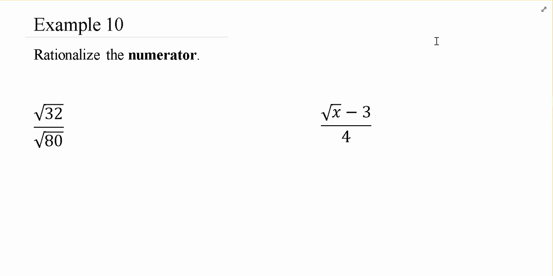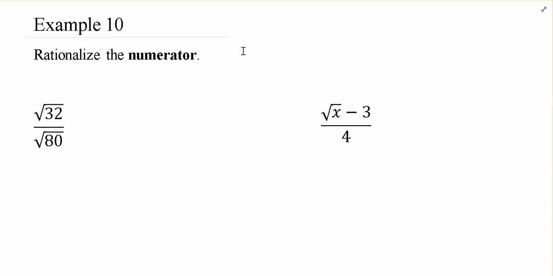Our next set of directions are going to be to rationalize the numerator. Now, I want to take a moment to point out that this kind of goes against our whole motivation behind why we want to do this in the first place. I'm not going to give you a ton of work when it comes to rationalizing numerators, but I do want to talk about it briefly just because it does come up sometimes when you're dealing with trigonometry, for instance.